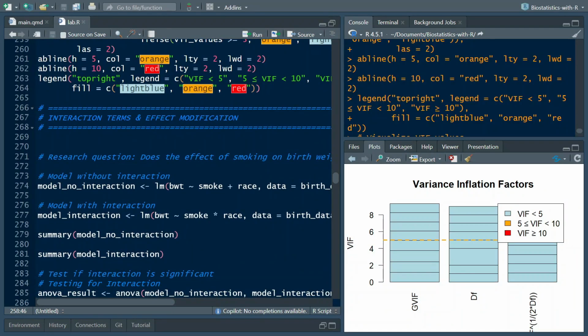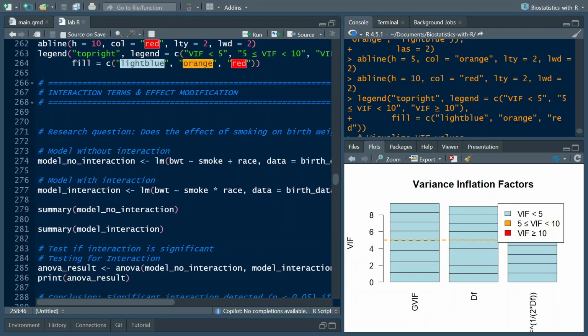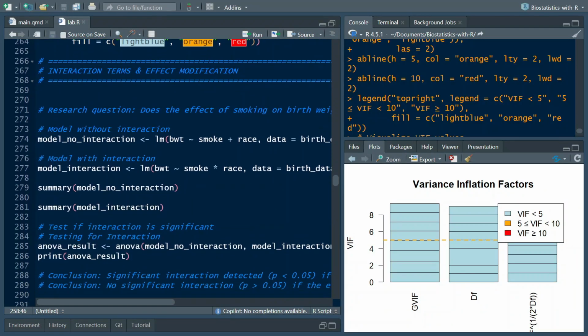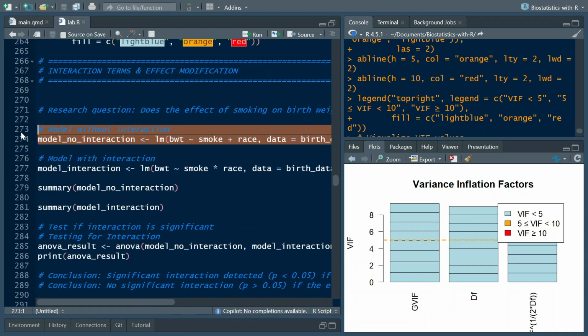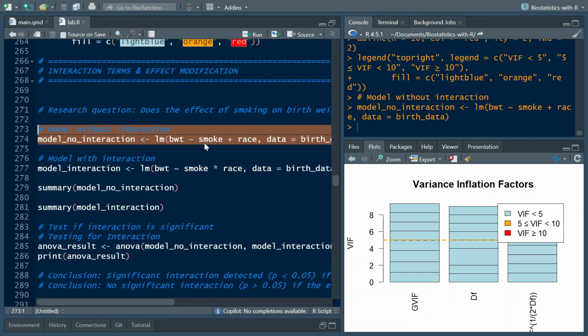So let's look at interaction and effect modification. I told you that when the coefficient of a particular predictor depends on the level of another predictor, we can say that there's an interaction. The models we did earlier had no interaction, like this simple model. But for a model with interaction, this is how you can signify it, using the asterisk sign.